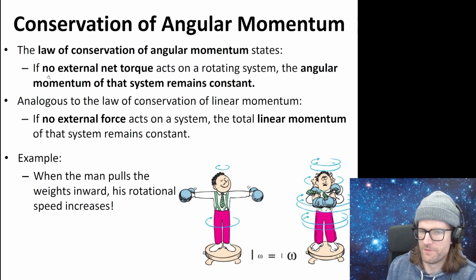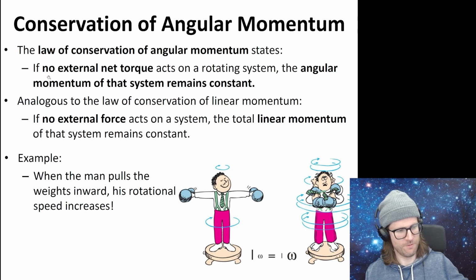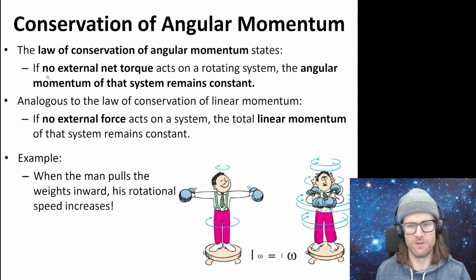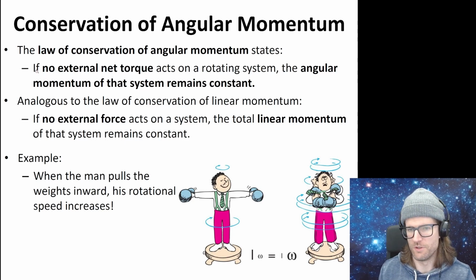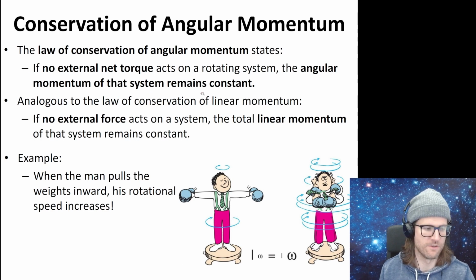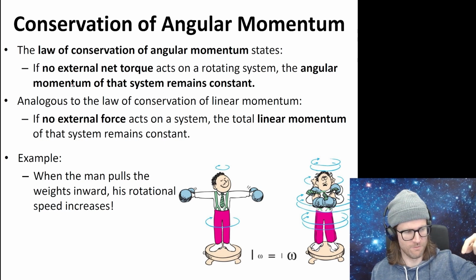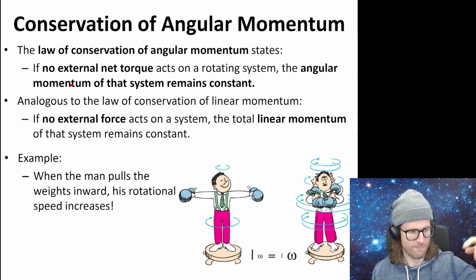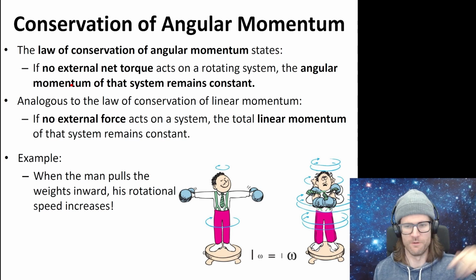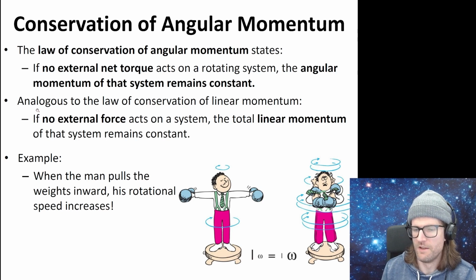Conservation of angular momentum. So we talked about this. It's the same as linear momentum, but we restate it with the words angular in there. If no external net rotational force, or torque, acts on a rotating system, the angular momentum of that system remains constant. Before, it was no net force on an object means linear momentum stays the same. Here, it's no net torque on a rotating system means angular momentum stays the same. Okay, so it's restated here.